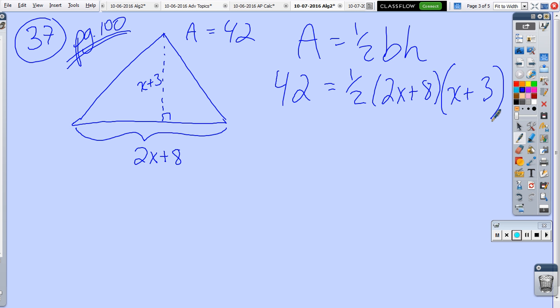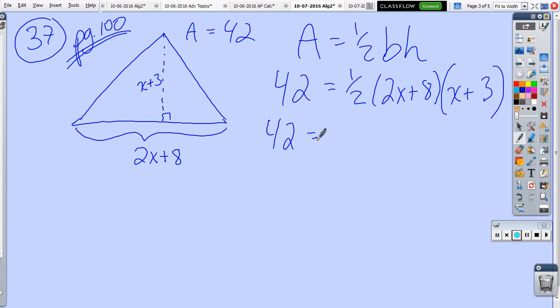Now, I'm going to distribute to whichever one works out if I can avoid fractions, right? If I distribute this 1/2 to this guy, I would get 1/2 x plus 3/2. I don't like fractions. But if I distribute to this guy, I would get x plus 4, right? 1/2 times 2x is x, and then 1/2 times 8 is 4. So I'm going to do that.